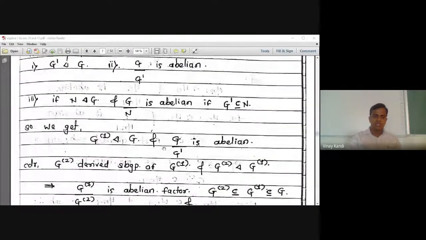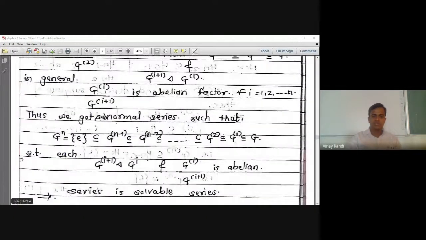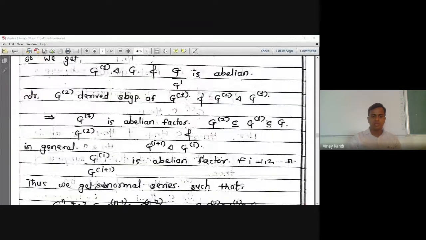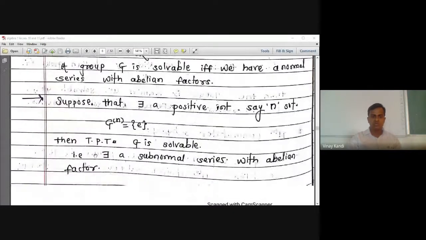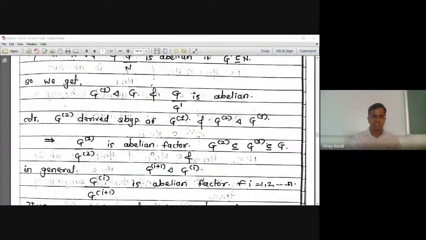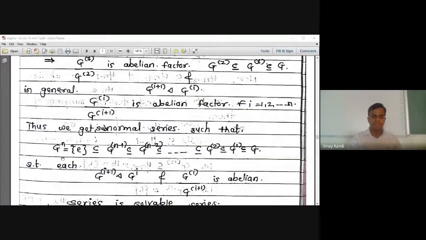How did G raised to n equal to E come here? G raised to n is equal to singleton E, because we assumed it earlier when proving that G is solvable. Now we are going to prove there exists a sequence such that G raised to n is equal to E, assuming G is solvable in the converse part.